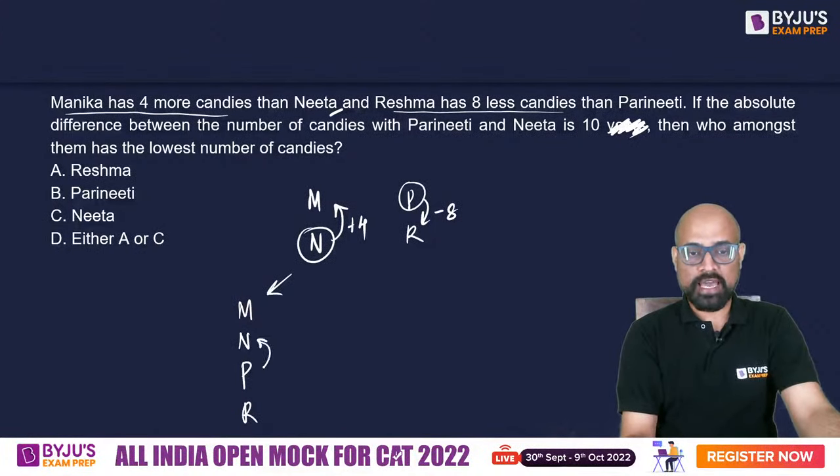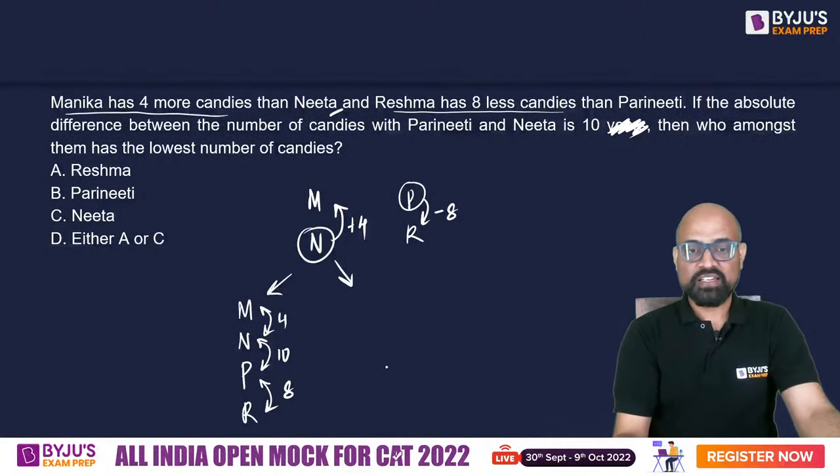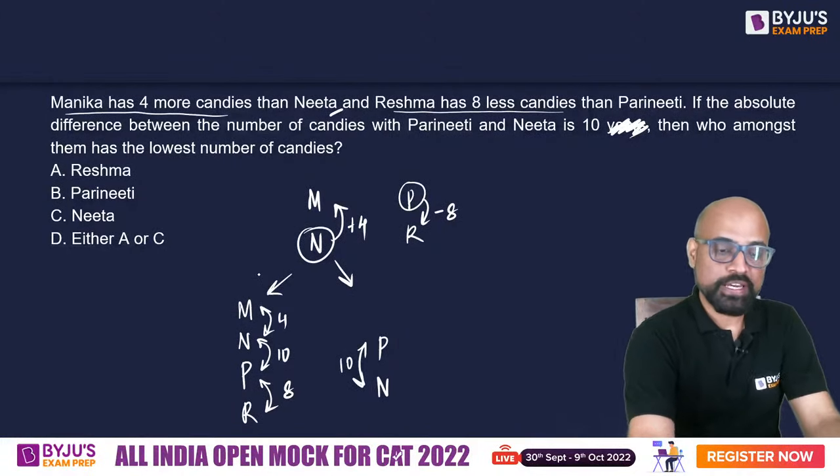So there is a gap of 10 between them, there is a gap of 4 between them, and there is a gap of 8 between them, right? The other possibility we can have is if P is above N, right? If P is above N, then we will have P over here, we will have N over here. So there should be a gap of 10 between them. Between N and M, there should be a gap of 4.